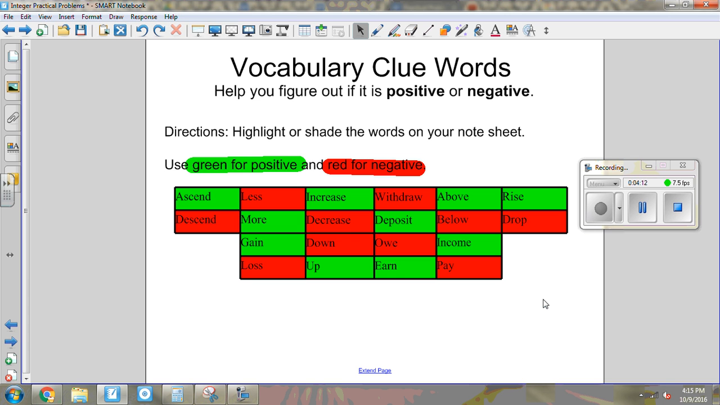So at this point, you should pause the video, go through those words, make sure that you have them highlighted correctly on your sheet, and then we'll be ready to move on when you come back.